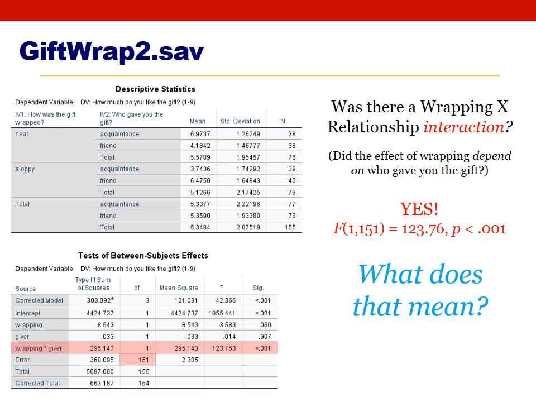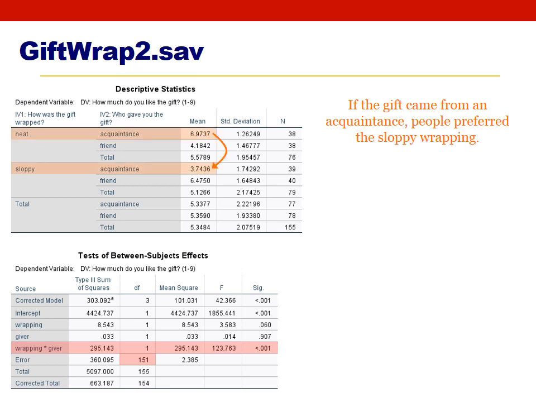So what does it mean for there to be an interaction? Let's look at the numbers here to make sense of this. If an acquaintance gives you a gift, and that gift is wrapped neatly, people liked it. The mean was about 7. But if an acquaintance gave you a gift and the gift was wrapped sloppily, people didn't like it so much. The mean was down at 3.74. So if you're getting a gift from an acquaintance, people prefer the gift if it's wrapped neatly compared to if it's wrapped sloppy.